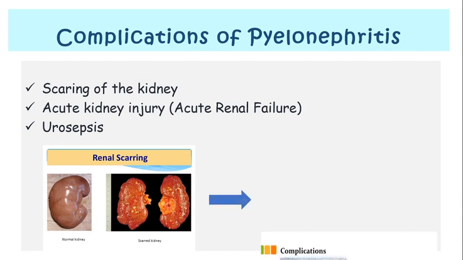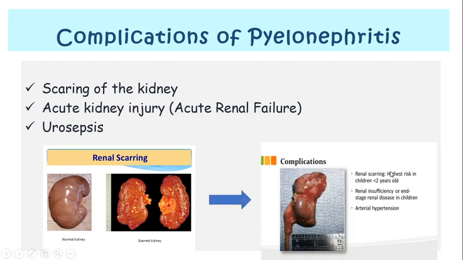So this scarring of the kidney is very dangerous if it occurs in smaller kids less than 2 years of age, because during this time the kidneys are still growing. So if the growing kidneys are affected, it can give rise to a lot of long-term complications, including hypertension. So that is why this renal scarring is dangerous.